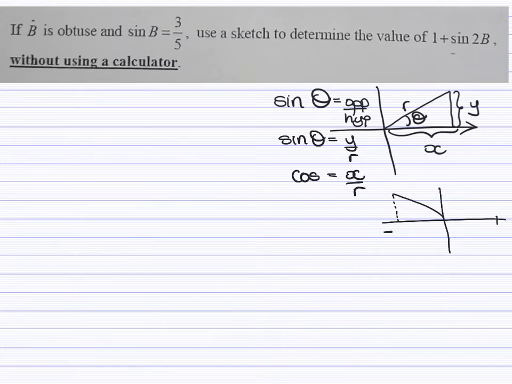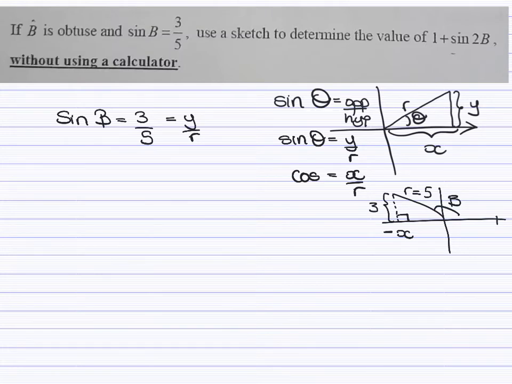So already, since they give us that sine b is equal to 3/5, I know that 3 is equal to y, and the 5 is equal to the r. So going back to our Cartesian plane, that's b over there. Now your x value is what we need to work out. We know what r is. r is equal to 5. We know what y is. y is equal to 3.